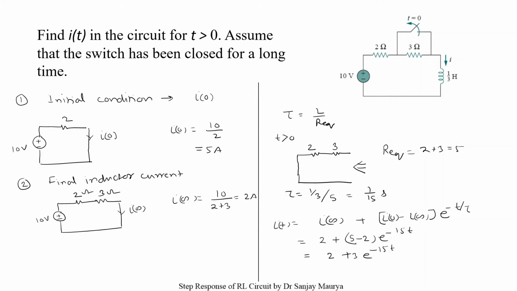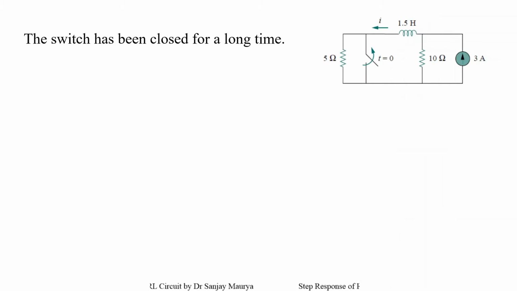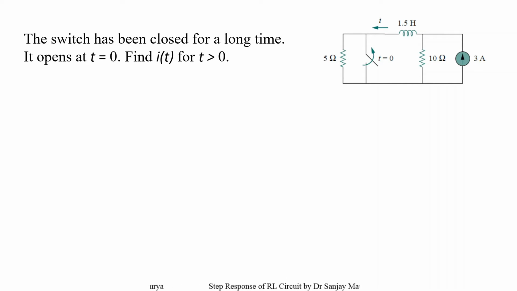Now let us take up another problem. Here in this problem, the switch is closed since a very long time and it opens at t equal to 0. We have to find the value of current across the inductor for t greater than 0. So let us begin with the initial condition.